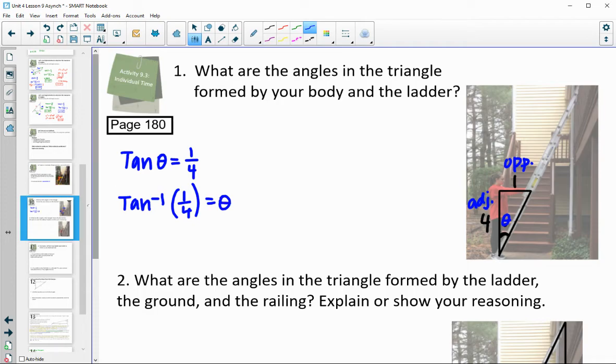So type in 1 divided by 4, hit enter to get that decimal of 0.25, and then do the tan^-1. And we get that theta is 14 degrees. Okay, so then when we get that theta is 14 degrees, maybe another question we thought about was that we could figure out this angle here. It's kind of hard to see. This angle here as well. So now we could just subtract 14 from 90 and get that this angle here is approximately 76 degrees.